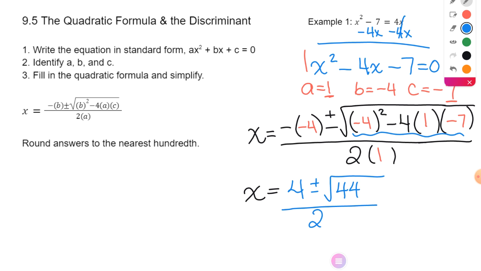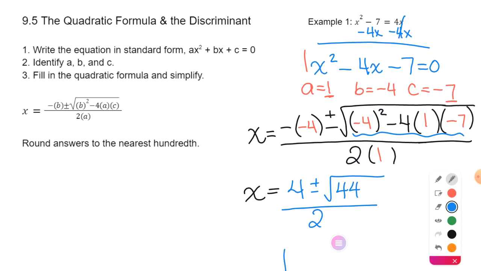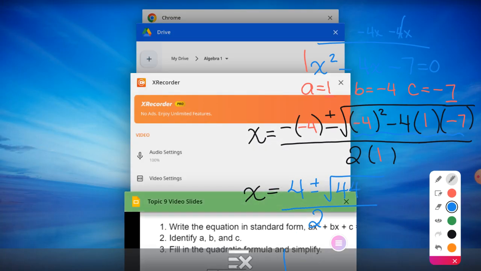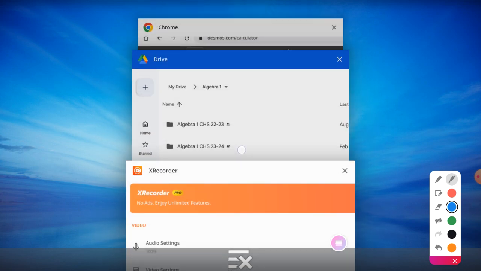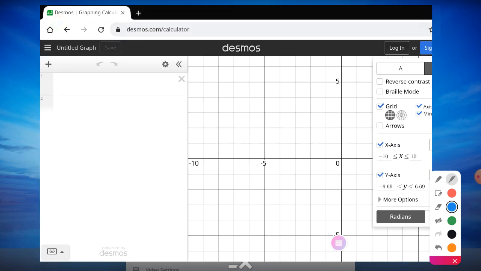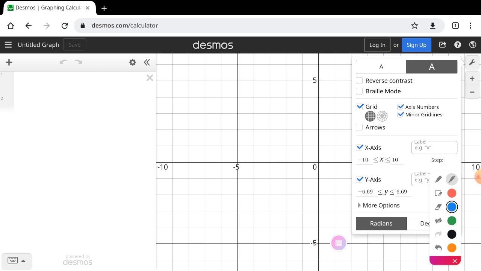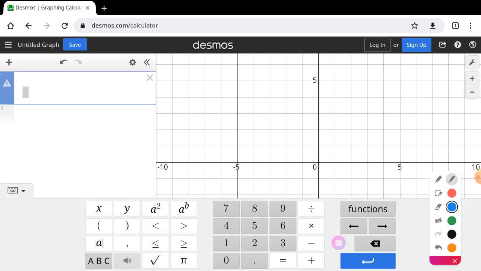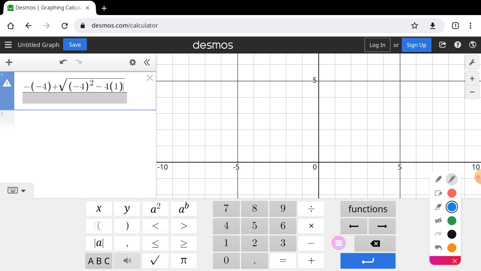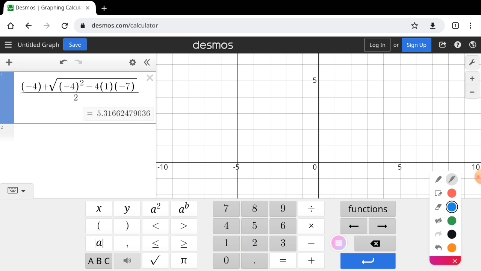So let me switch over to decimals here. Oops. There we go. Okay, so put your fraction in first. And I'm actually going to go back from the beginning and put the unsimplified version in, just to show you it works. Now, you're not going to find a plus minus key, so we're just going to put plus first. The square root of negative 4 squared minus 4 times 1 times negative 7, all over 2 times 1.